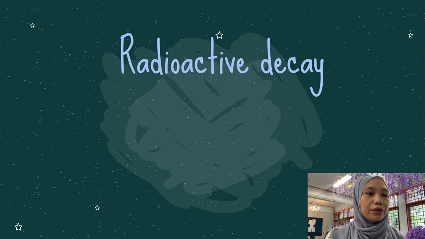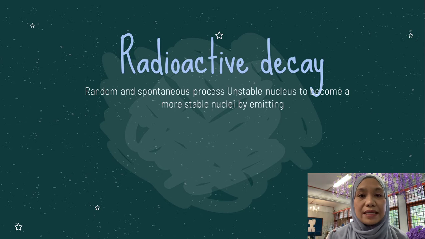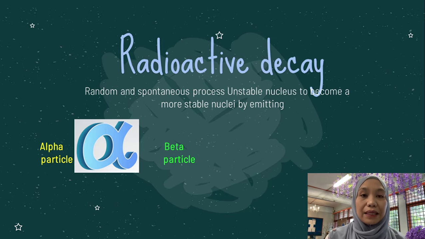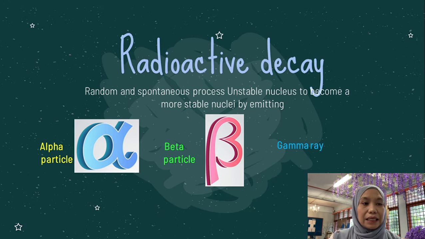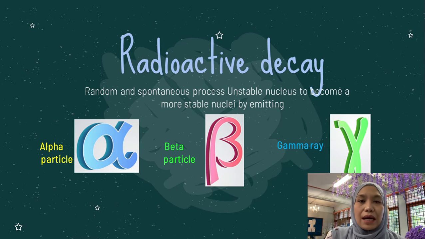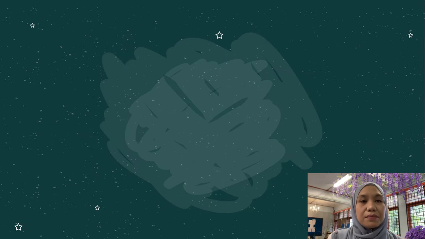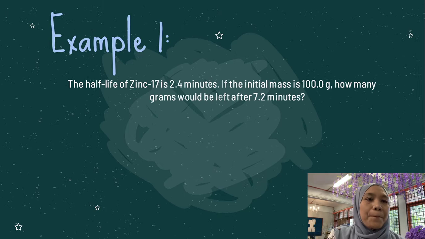So we continue to radioactive decay. Remember, what is radioactive decay? It is a random and spontaneous process of an unstable nucleus becoming a more stable nucleus by emitting an alpha particle. So this is the symbol for alpha particle, beta particle, and also gamma ray. And don't forget that it releases a large amount of energy.